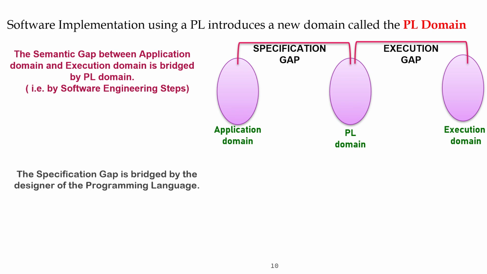तो PL domain और application domain का जो gap है, ये कौन bridge करता है? Programming language का designer. In other words, someone has designed Python, someone has designed Java, someone has designed C. तो उनको जब input मिला, उन्होंने किसी एक language में उस input को convert करने का try किया. इसको बोलते हैं specification gap.